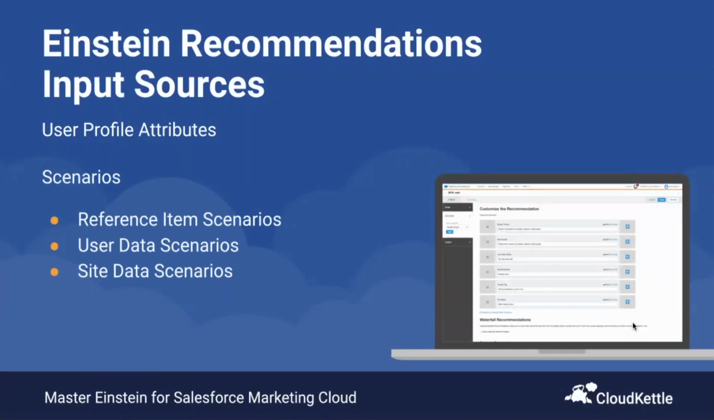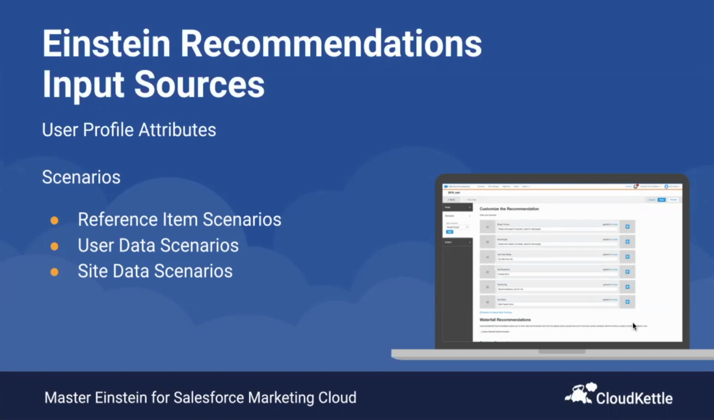Recommendations are determined from a set of predefined scenarios. These can be categorized as reference item, user data, and site data scenarios. Reference item scenarios require one or more specific reference items in order to return a recommendation. For example, the scenario named bought refers to contacts or website visitors who bought an item passed in the parameter also bought these items. Therefore, you could use the bought scenario to return recommendations on a shopping cart page.